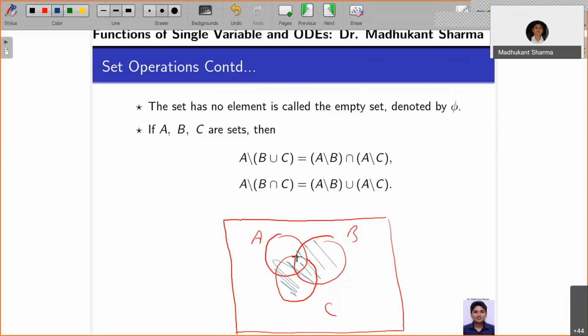Now if you look, A minus B is this, and A minus C is this. If you take the intersection, it will be A minus B union C. Similarly, you can show it for A minus B intersection C. That is very simple to prove. And now we can prove it mathematically as well: if X belongs to there, then X belongs to both, and so on.